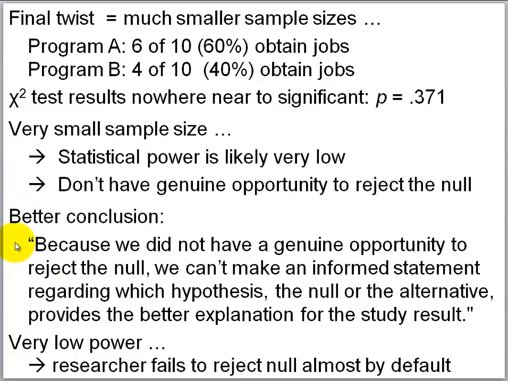So I'll simply read the conclusion that I think expresses best the state of affairs in this final example. Because we did not have a genuine opportunity to reject the null, we can't make an informed statement regarding which hypothesis, the null or the alternative, provides the better explanation for the study result. With very low power, one fails to reject the null almost by default.